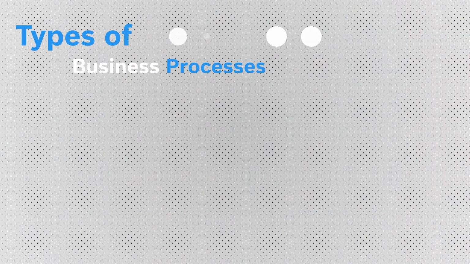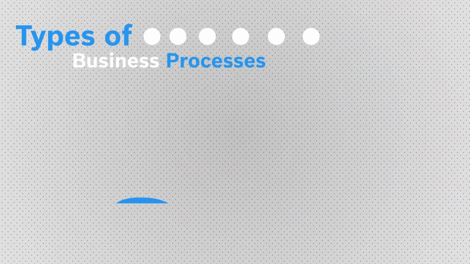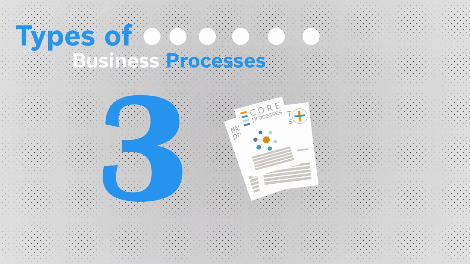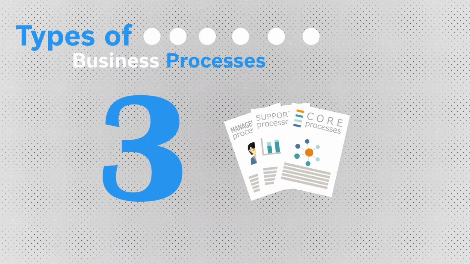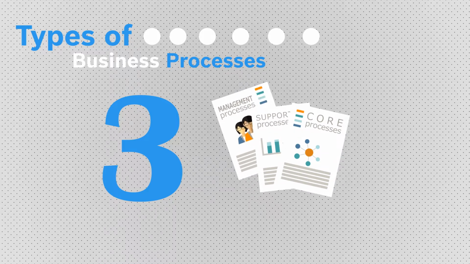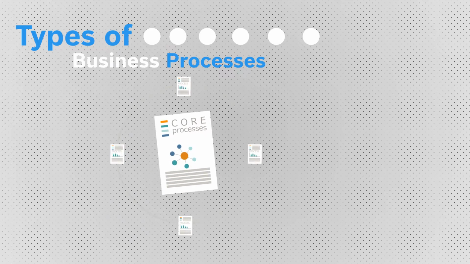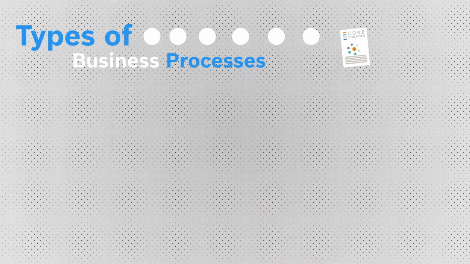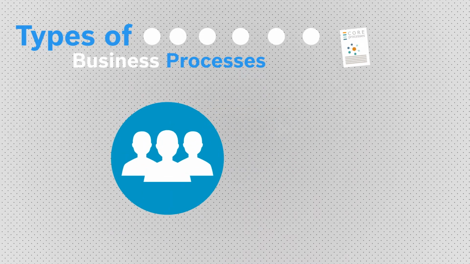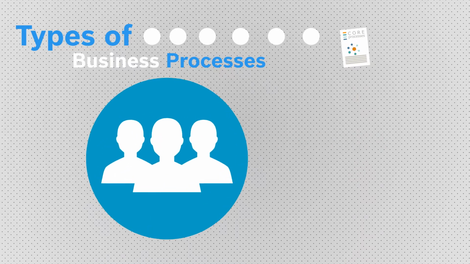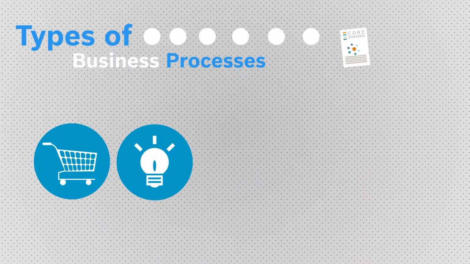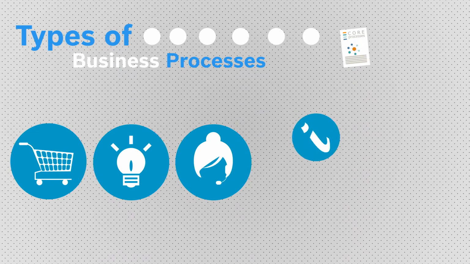Types of business processes. There are three types of business processes within business process management, namely core, support, and management. Core processes, often referred to as primary processes, are end-to-end cross-functional processes which directly deliver value to the service beneficiary. These can come in the form of products, services, support, or information.